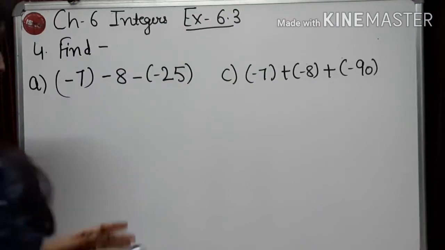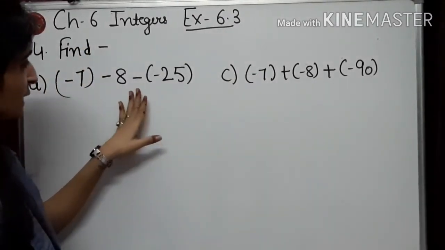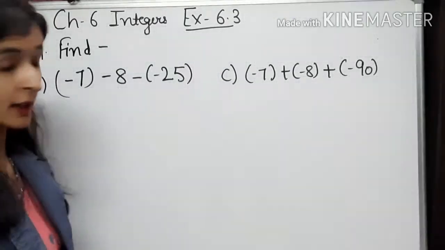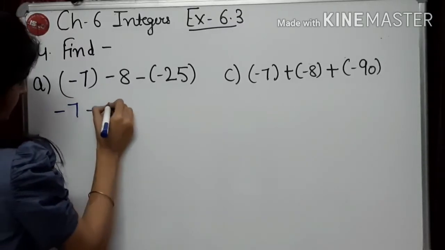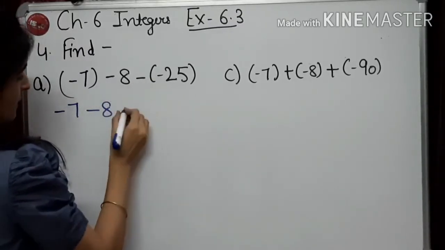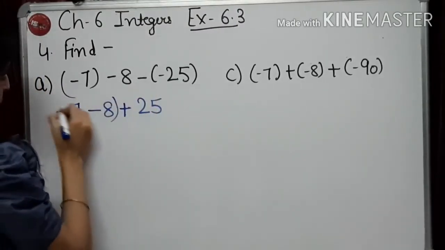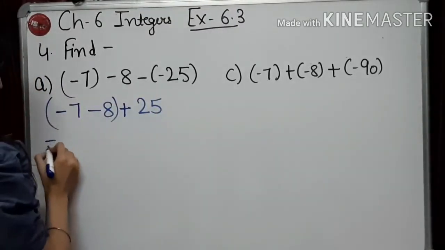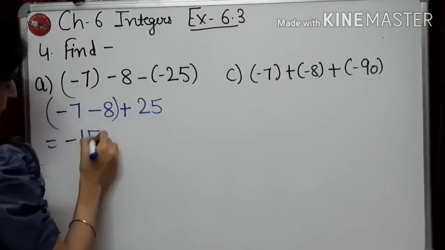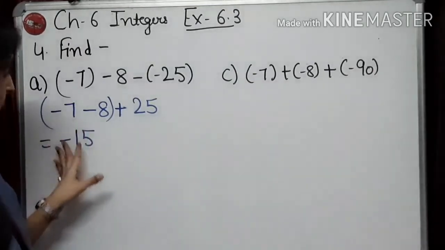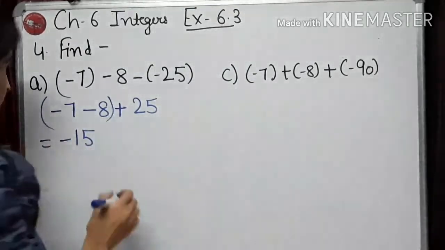Then we have question number 4. A part is minus 7, minus 8, minus 25. So how we will solve it? Minus 7, minus 8, minus is plus 25. Now first of all we will solve these two numbers. Minus 7 and minus 8 is minus 15. Because when we have two negative signs, then we add them and sign will be of negative.